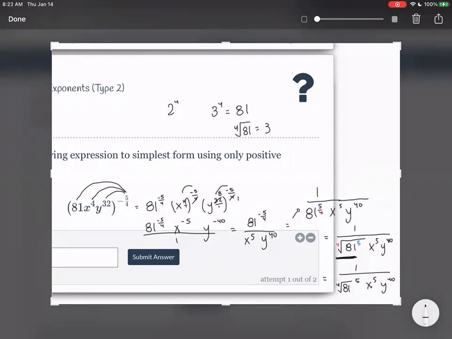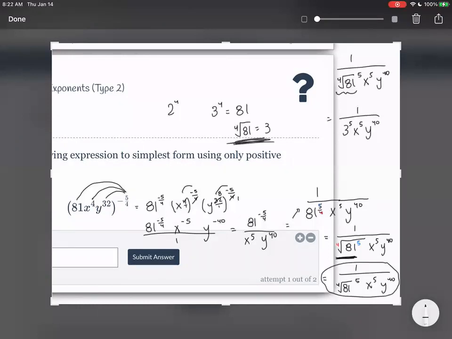So then, if I'm going to continue this piece, let me just rewrite this piece up on the top so that I can have more space. We need the fourth root of 81 to the power of 5, x to the power of 5, y to the power of 40. Okay, so we just said the fourth root of 81 is 3, so I'm going to rewrite that piece. 3 to the power of 5, x to the power of 5, y to the power of 40.